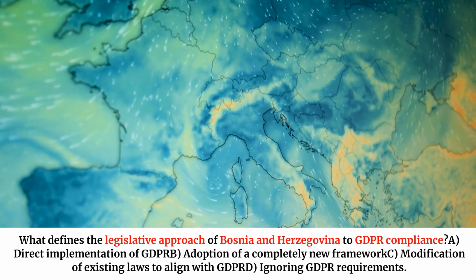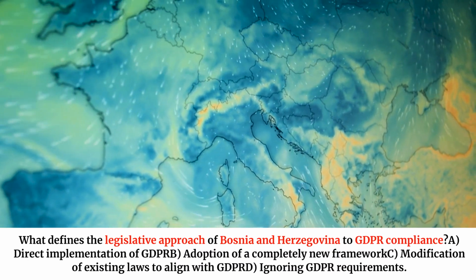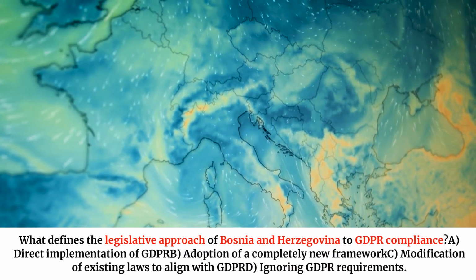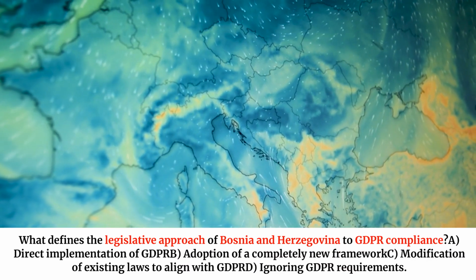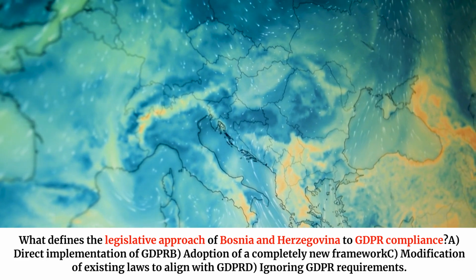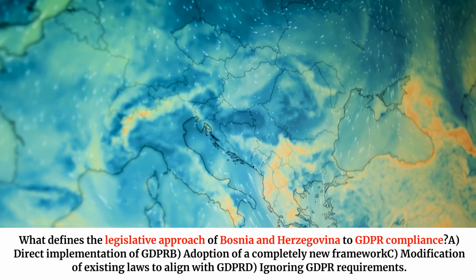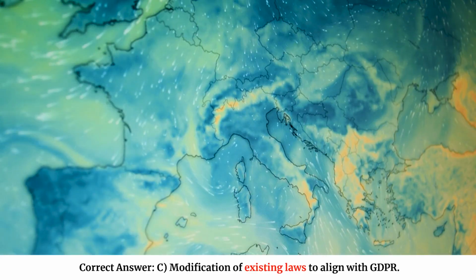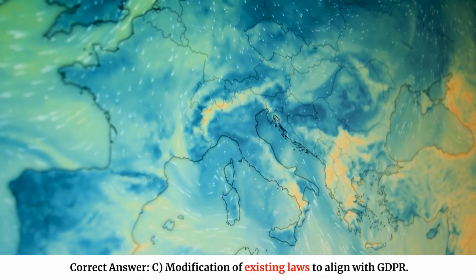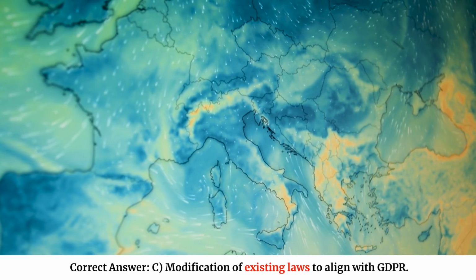What defines the legislative approach of Bosnia and Herzegovina to GDPR compliance? A. Direct implementation of GDPR. B. Adoption of a completely new framework. C. Modification of existing laws to align with GDPR. D. Ignoring GDPR requirements. Correct answer. C. Modification of existing laws to align with GDPR.